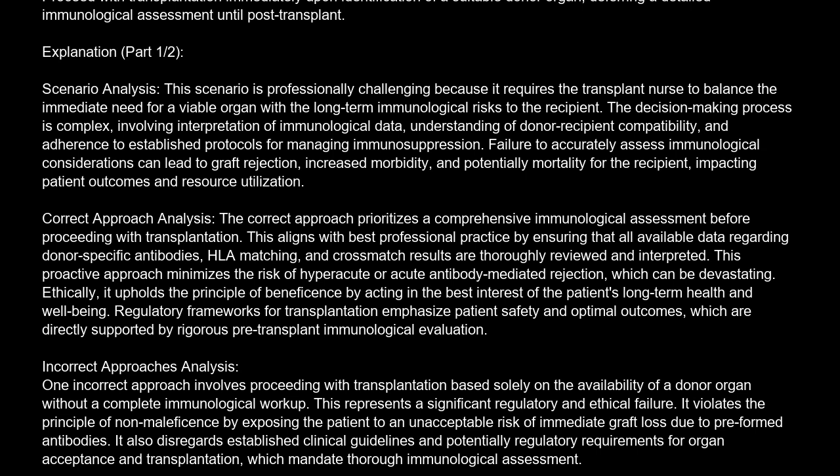Correct approach analysis. The correct approach prioritizes a comprehensive immunological assessment before proceeding with transplantation. This aligns with best professional practice by ensuring that all available data regarding donor-specific antibodies, HLA matching, and cross-match results are thoroughly reviewed and interpreted. This proactive approach minimizes the risk of hyperacute or acute antibody-mediated rejection, which can be devastating. Ethically, it upholds the principle of beneficence by acting in the best interest of the patient's long-term health and well-being. Regulatory frameworks for transplantation emphasize patient safety and optimal outcomes, which are directly supported by rigorous pre-transplant immunological evaluation.